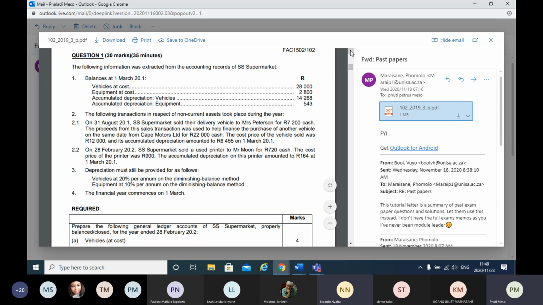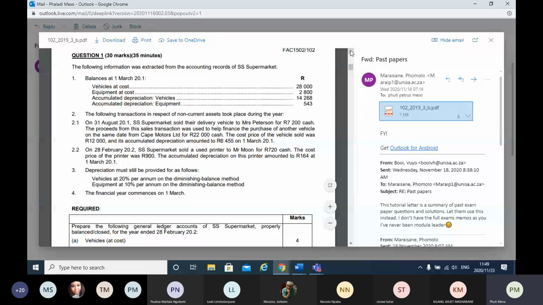This is how an accounting student thinks. When you sell an asset for less than the asset you're going to purchase, you need to think of the box. I've received 7,200 rand, but on the other side I'm spending 22,000 rand cash, which is greater than what I have received. Well, that's fine. Let's look at it further. It says the cost price of the vehicle sold was 12,000 rand, and its accumulated depreciation amounted to 6,455 at the beginning of the year, which is the 1st of March. Okay.